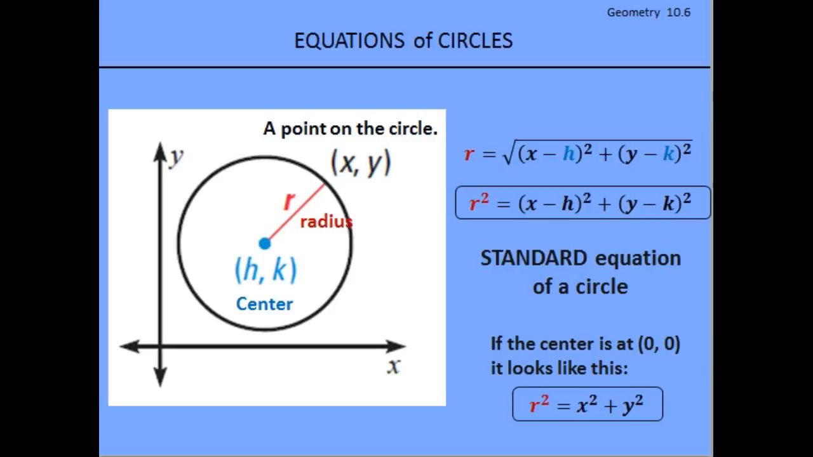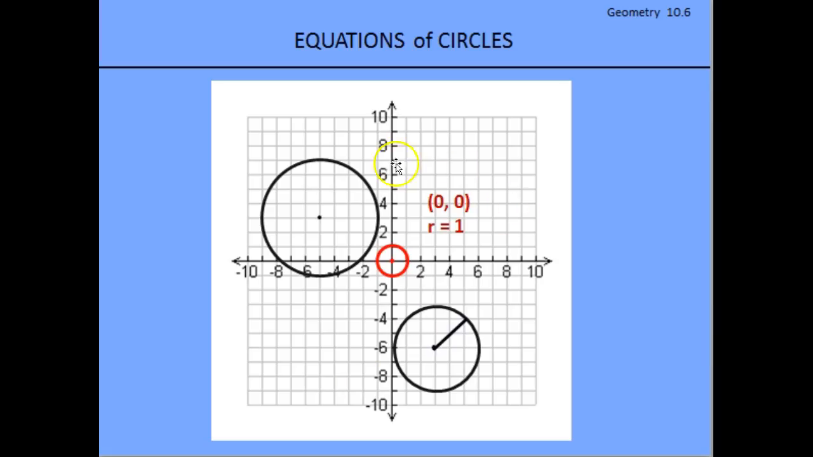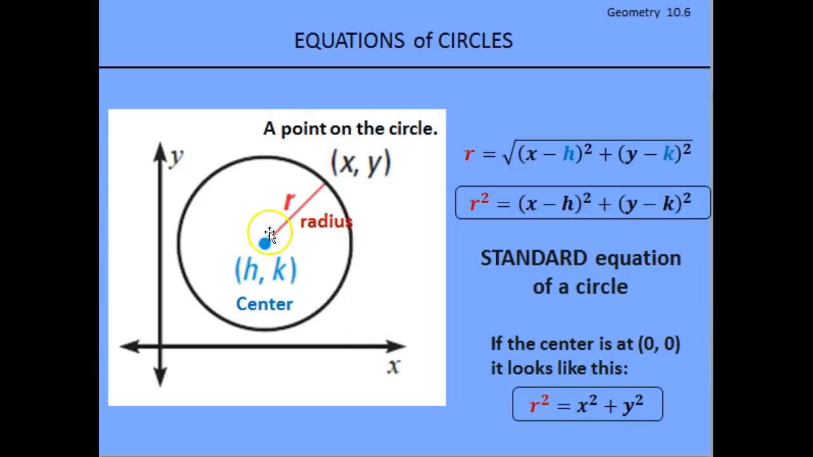So the variables that change are going to be the center and the radius, and we know that the radius is a distance, then we can use the distance formula to find the equation of a circle. And it's really very simple because it's based on the point on the circle being x, y, and the center of the circle is what we call h, k.